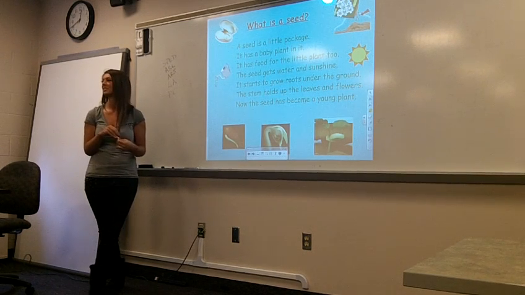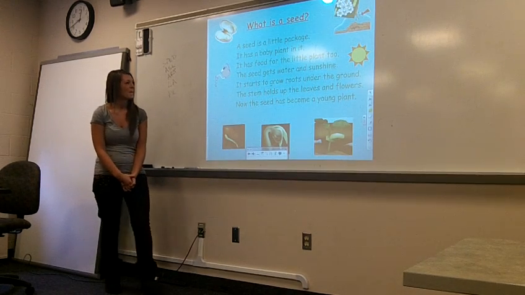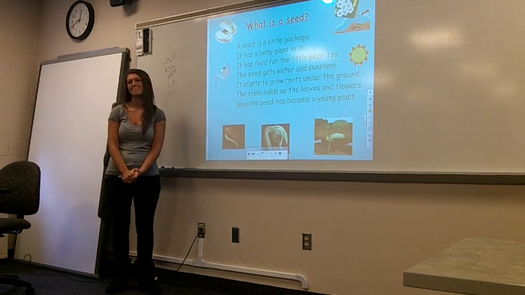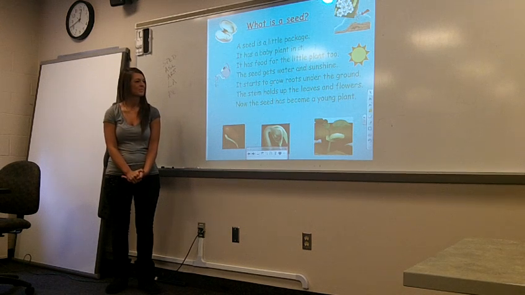A seed is a little package. It has a baby plant. It has food for the little plant, too. The seed gets water and sunshine. It starts to grow roots under the ground. The stem holds up the leaves and flowers. Now the seed has become a plant. Okay, good job.